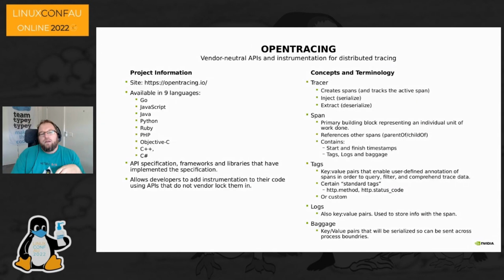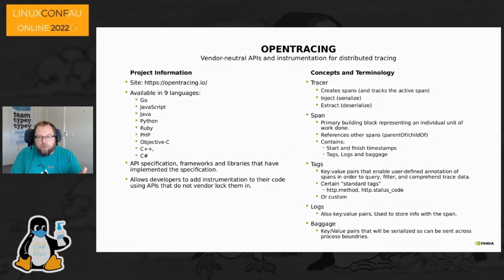Anyway, the concepts and terminology. I'm only saying these because I will accidentally spout them out, and you guys may not understand what I'm talking about. So, concepts and terminology. There's a tracer. When you're instrumenting your code, you're dealing with a tracer all the time. And the tracer creates spans, more on that in a sec, and keeps track of the active span.